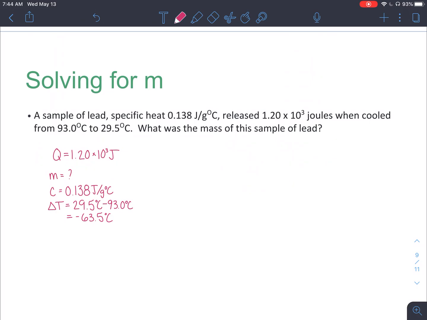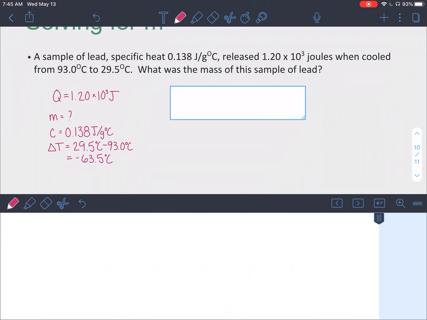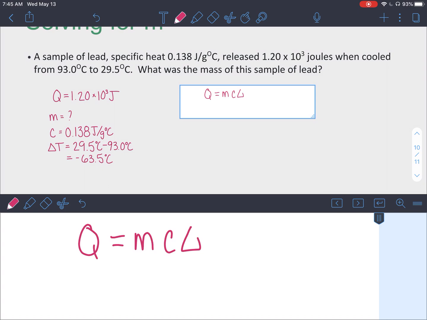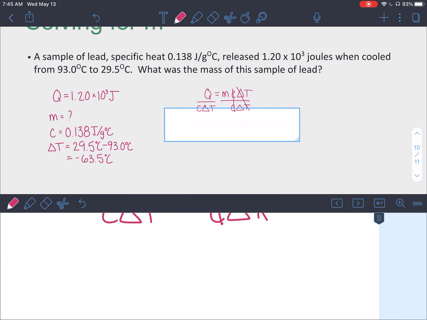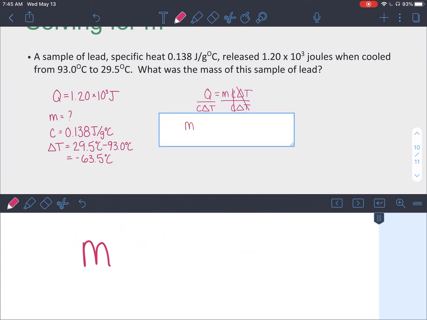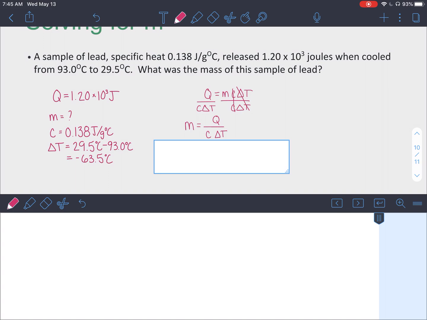Okay, so I am again going to rearrange my equation. We have, and again, cancel out multiplication with division. What you do to one side, you have to do to both. The mass is Q over C delta T. All right, and let's plug that in.